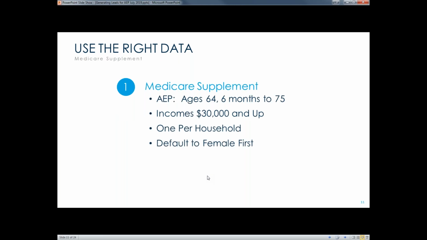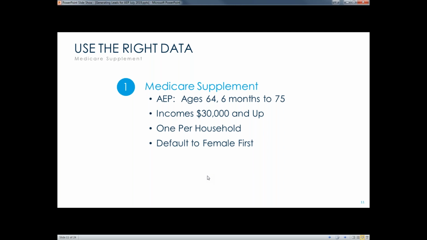So, for example, on the Medicare supplement, during AEP, I would suggest that you mail people who are 64 and 6 months to age 75 or 72, or whatever carrier you're dealing with that has a competitive product, let it go with that. A good thing with a Medicare supplement is most carriers will let you write it at least 6 months out, so you could do that.